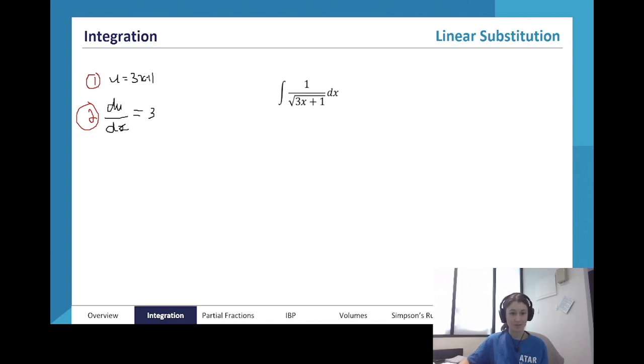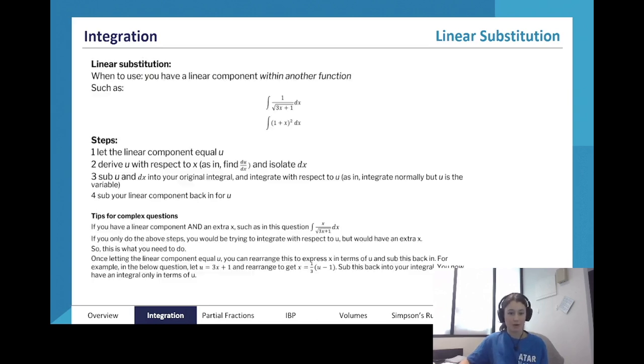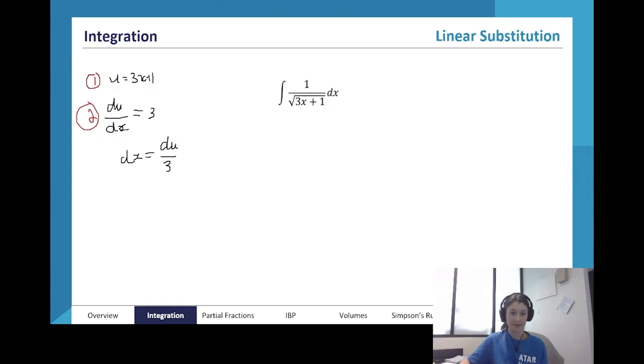But yeah, so we're going to separate and isolate the dx. So we're just going to take that 3 down the bottom. And now we're getting onto our next step, which was to sub u and dx into our original integral. So we're going to substitute u equals 3x plus 1 and dx equals du on 3 into our original integral.